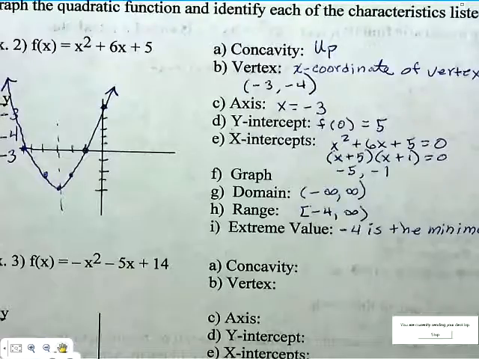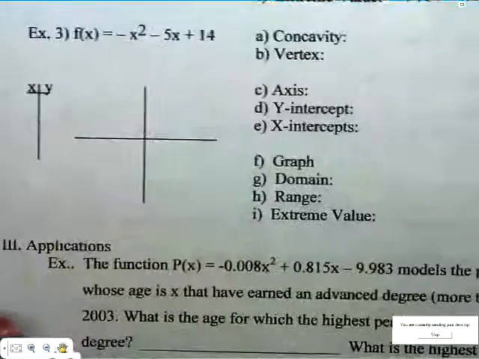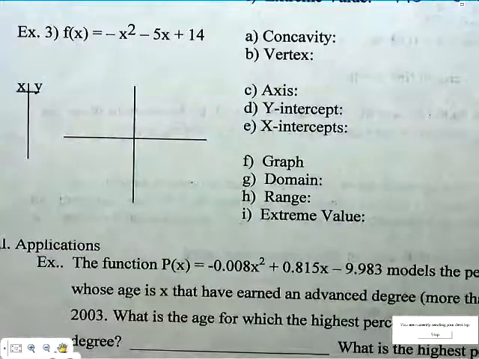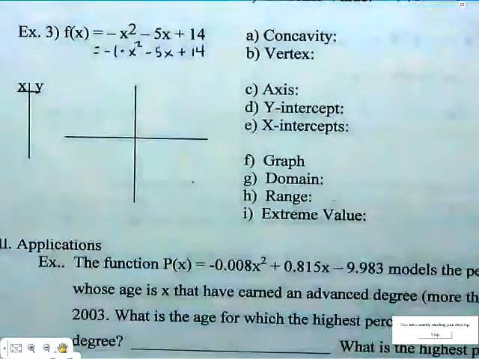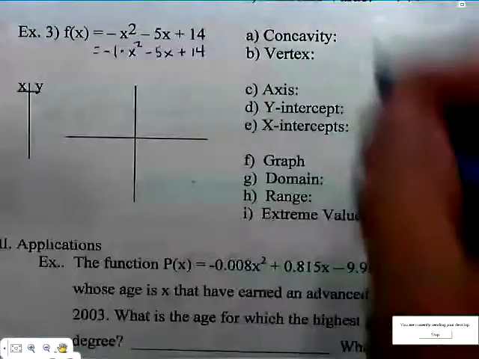All right, one more before your favorite thing, the applications. Example 3. F of x equals negative x squared minus 5x plus 14. Just to make sure you punch your x values correctly on the calculator, if I were you, I would write that as negative 1 times x squared. Even if you don't write it down that way, you have to think of it that way to punch it correctly on the calculator. Is this parabola going to be concave up or concave down? Concave down because the leading coefficient is negative.